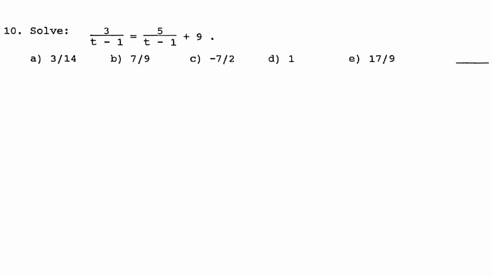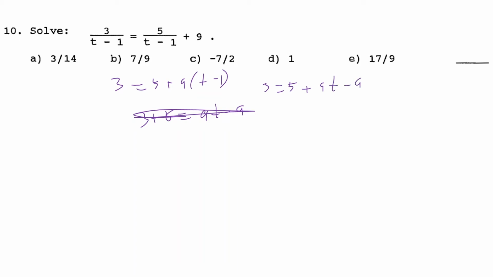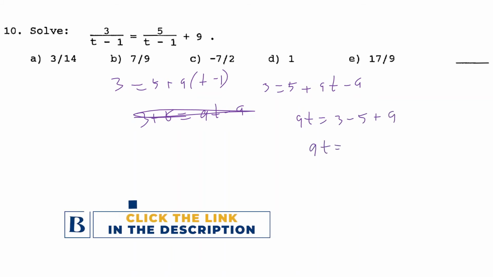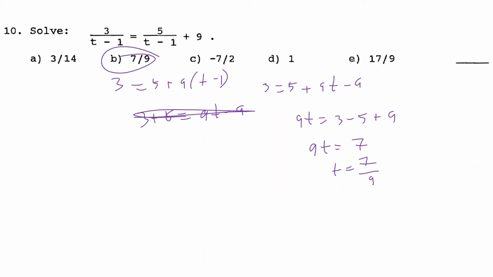Anyways, solve. I love these. These are easy. 3 equals 5 plus 9t minus 1. Skipping so many steps. Plus 5 is equal to 9t minus 9. Sorry, I messed up my writing. 3 equals 5 plus 9t minus 9. Here we go. So now 9t equals 3 minus 5 plus 9. 9t equals 7. t is equal to 7 over 9.